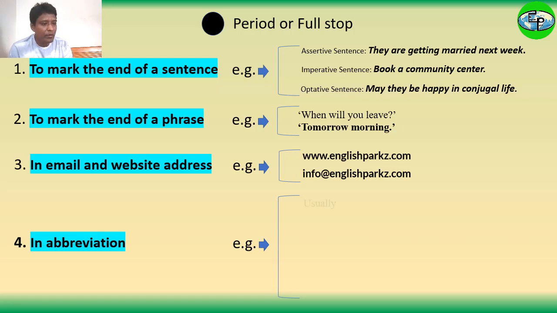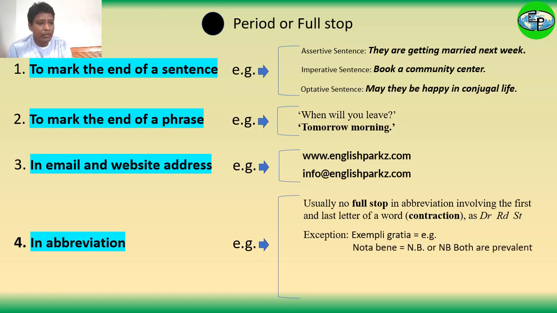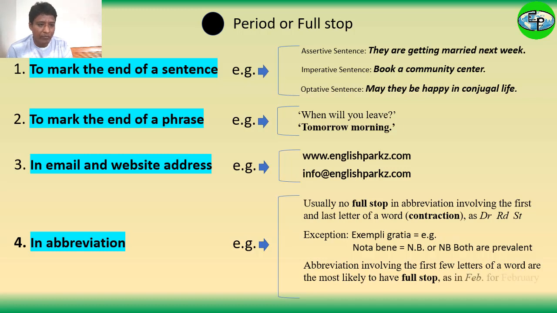In abbreviation, for example, usually no full stop in abbreviation involving the first and last letter of a word. Contraction as Dr for doctor, Rd for road, St for student or saint. Exception: e.g. for exempli gratia, N.B. for nota bene, we can write N full stop B full stop, or simply capital N and capital B, both are prevalent. Abbreviation involving the first few letters of a word are the most likely to have full stop, as in Feb. for February, Dept. for department, and etc. for etcetera.